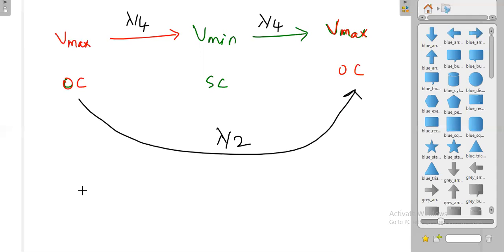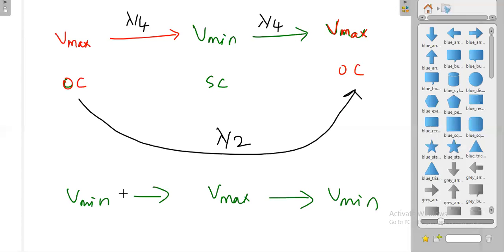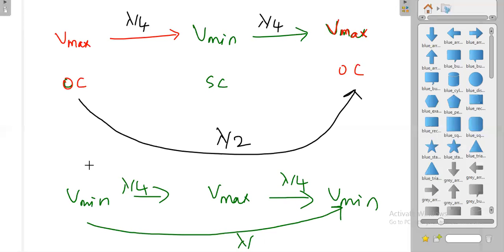Again, you can also write for the other combination. Suppose this is V minimum, and you want to go to V max and again V minimum: you travel lambda by 4 here, also lambda by 4. If you want to directly go from here to here, then you travel lambda by 2. Again, V minimum is denoted as short circuit, V maximum is denoted as open circuit. One simple idea.